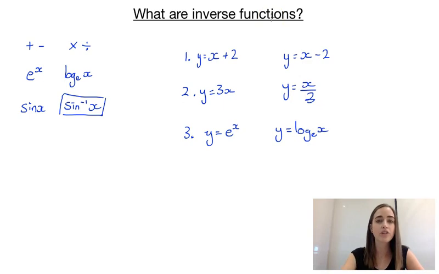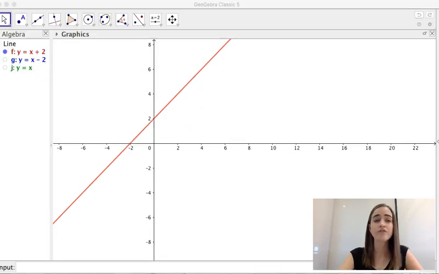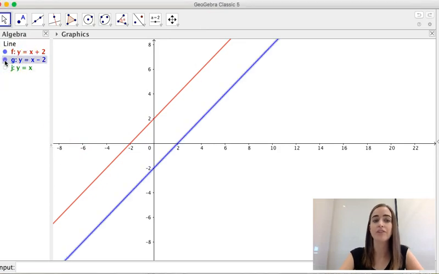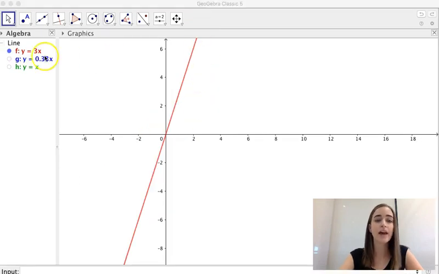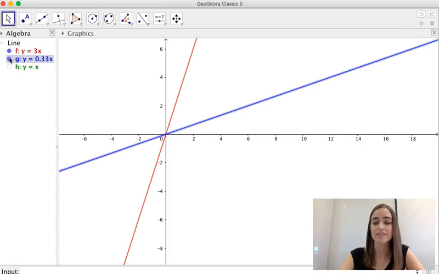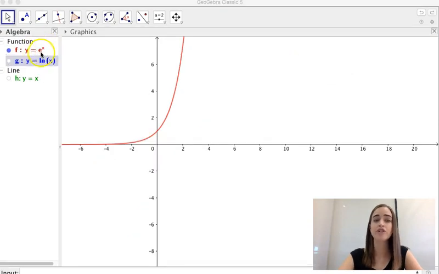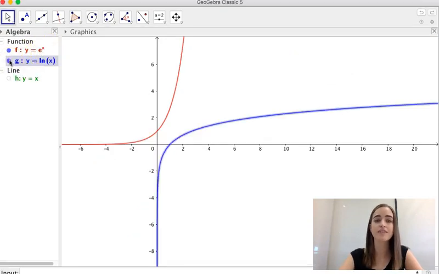So let's have a look at what they look like graphically. Our first function was y equals x plus 2, which is this red line here. Our second one is going to be the line y equals x minus 2, so that's its inverse. For our second example, we had the line y equals 3x, which is our red one. And if we wrote x divided by 3, this has approximated it, but it would look like this. In our third example, we had the function y equals e to the power of x, and then we have log to the base e of x as our inverse function.